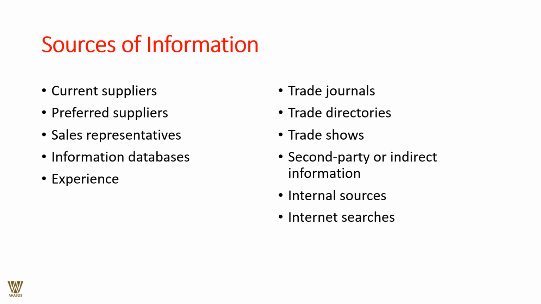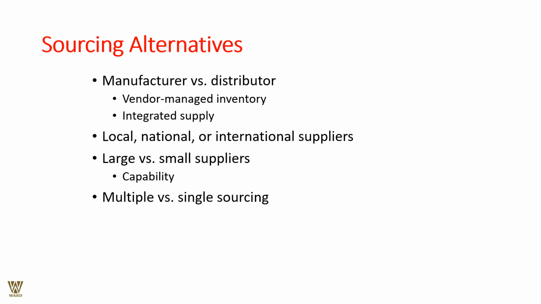So sources of information: how do we get it, where are they? We can have current suppliers as a source, the preferred supplier, your competitors' suppliers, sales representatives, the information data sheet, the business pages, the yellow pages, experiences, trade journals, you name it. We can have a number of sources, both second party indirect information, internal sources, and obviously the online platform.